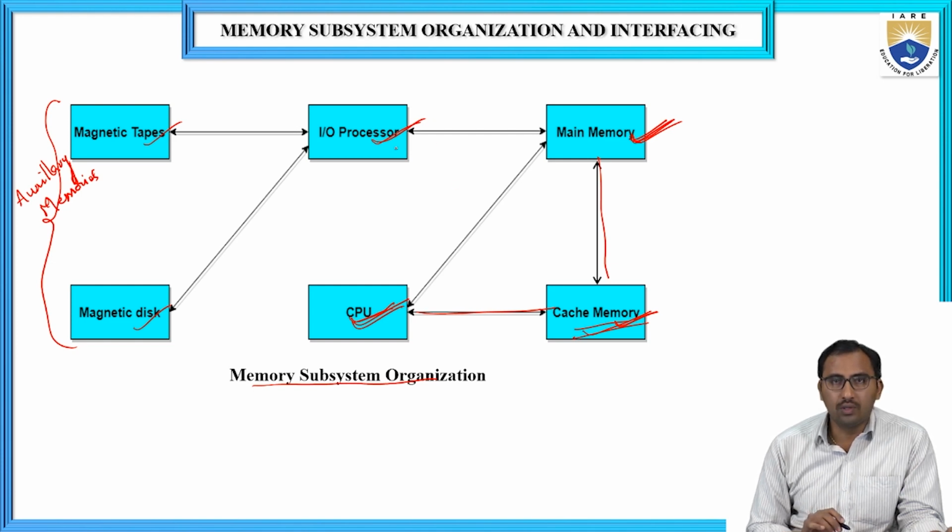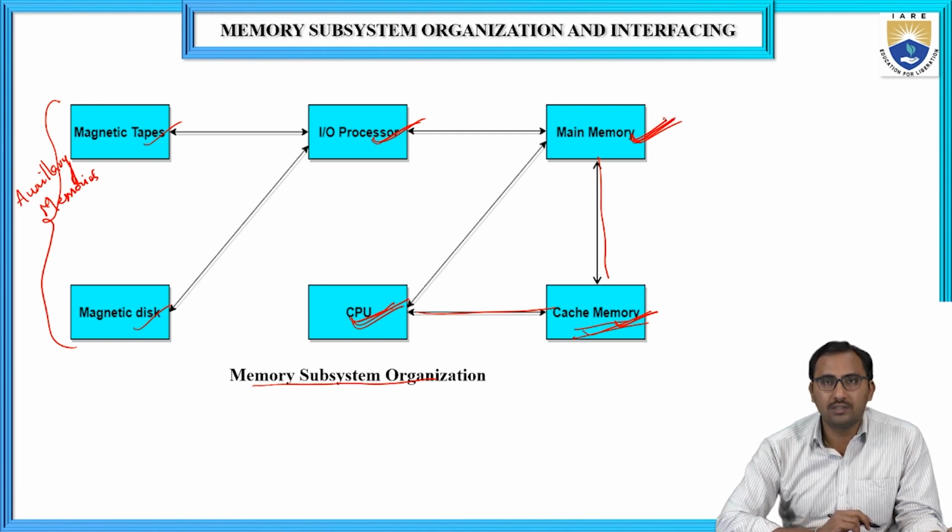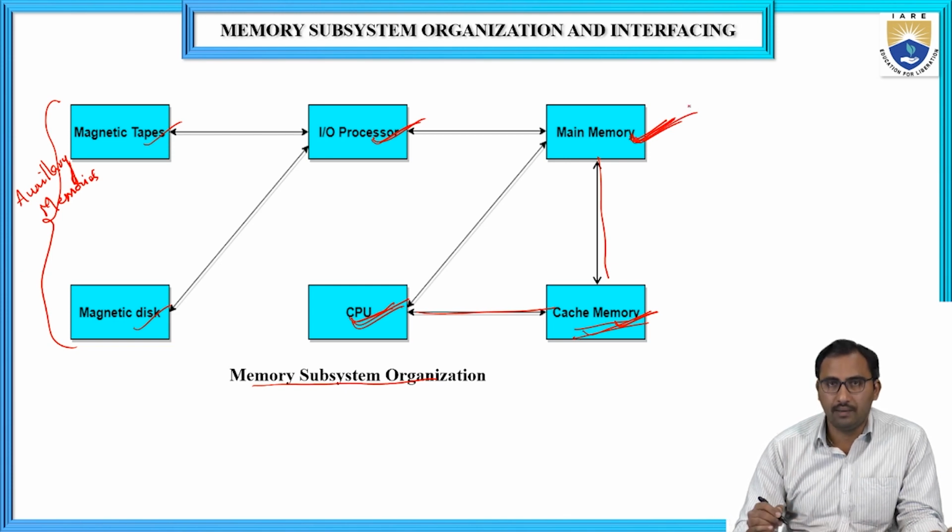So we can access the auxiliary memory through the IO processors, because IO processors can execute the instructions related to the input output devices. Here, the main memory: whatever programs and software are currently executing will be executed from the main memory.